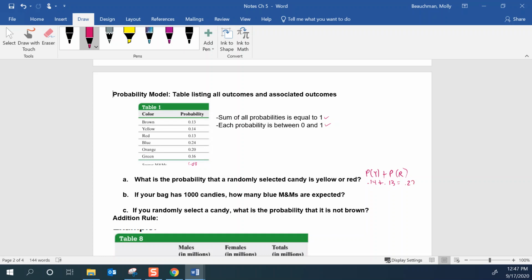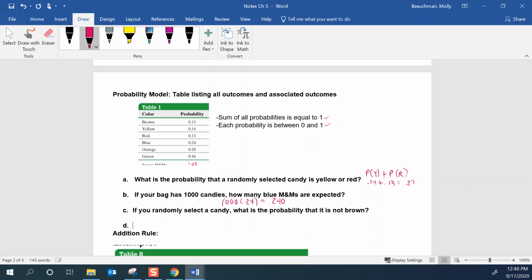Next question. If your bag has 1,000 candies, how many blue M&Ms are expected? If blue M&M has a probability of 0.24 from the table, then with 1,000 candies we take 1,000 times 0.24, which is 240. So you would expect about 240 blue M&Ms.